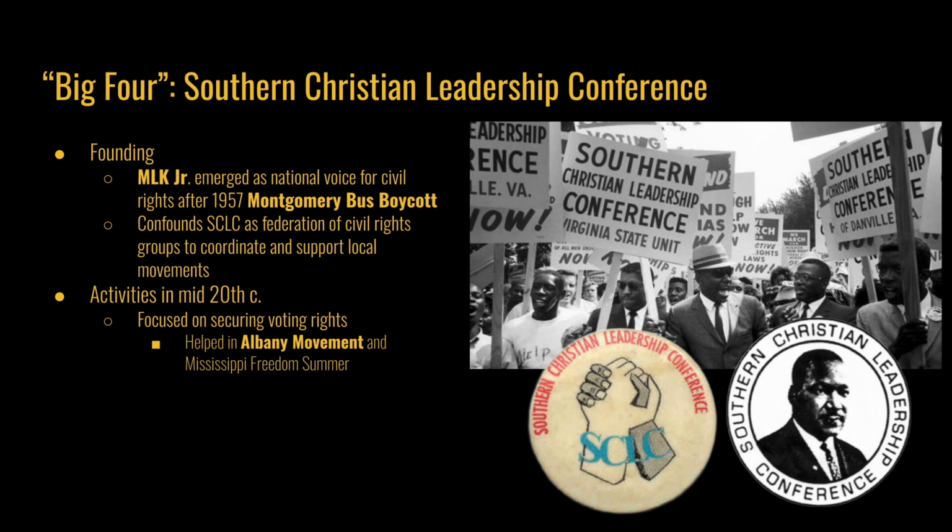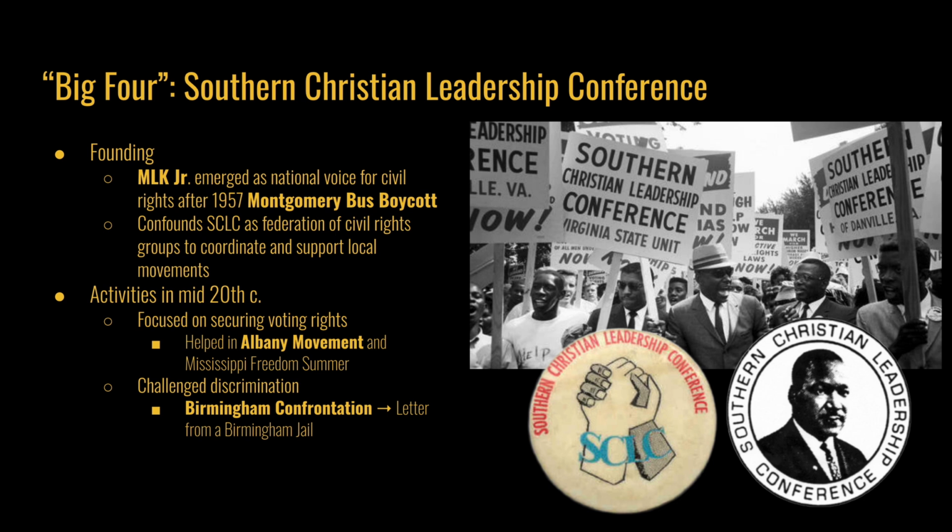The SCLC also collaborated with CORE, SNCC, and the NAACP during the Mississippi Freedom Summer. Together, they created freedom schools which educated black citizens to help them pass literacy tests, a primary tool used to disenfranchise African Americans. The SCLC further demonstrated its commitment to combating systemic racism during the Birmingham campaign of 1963.